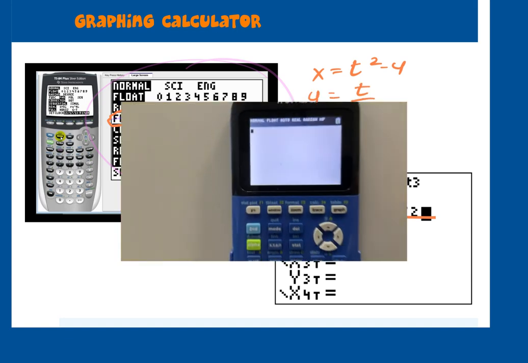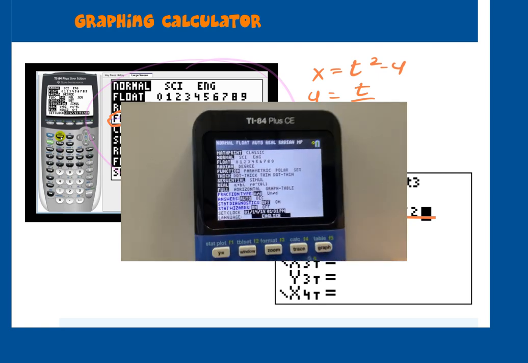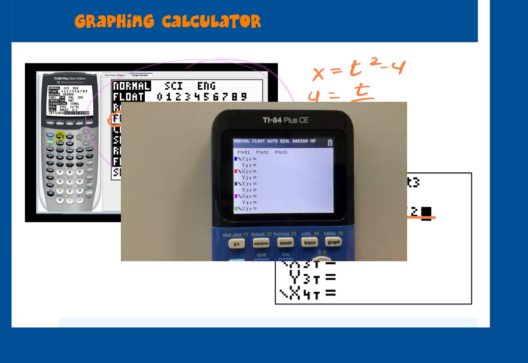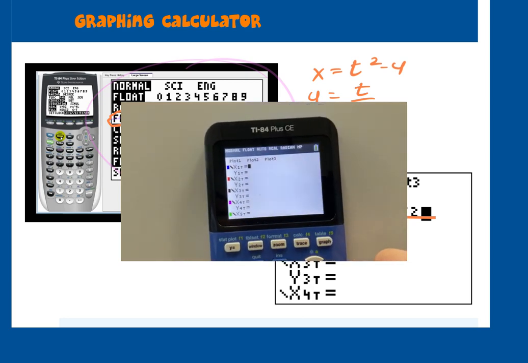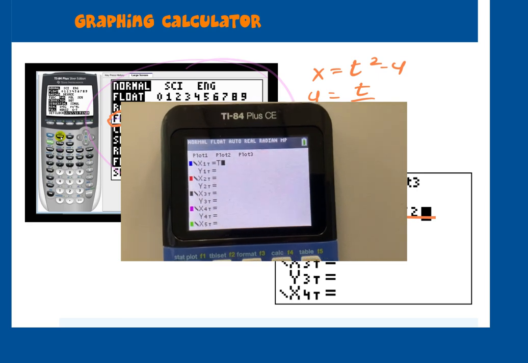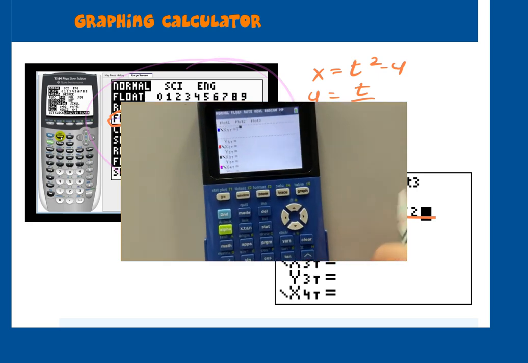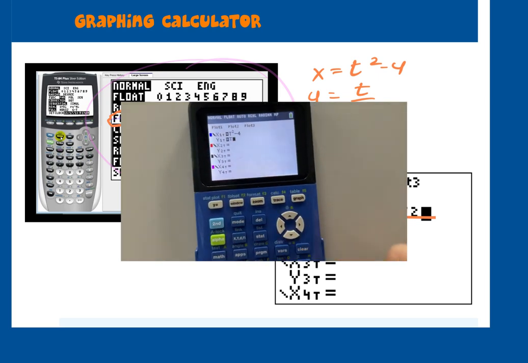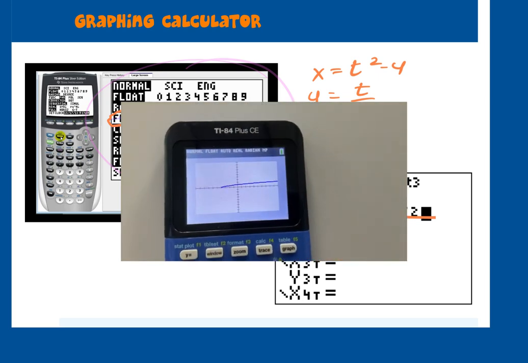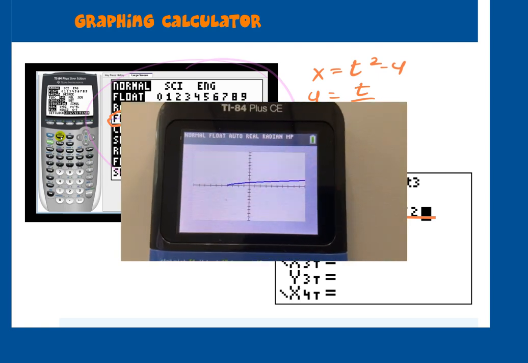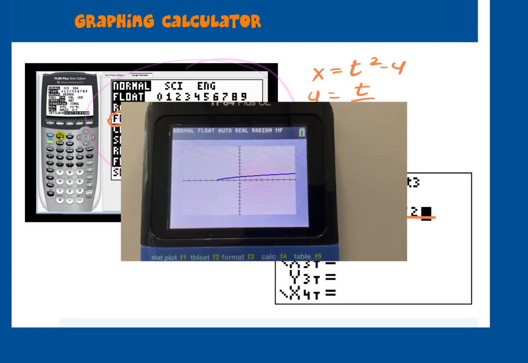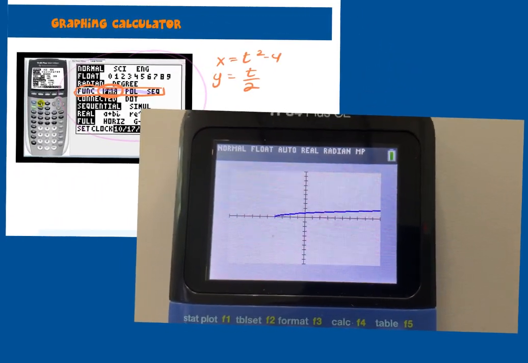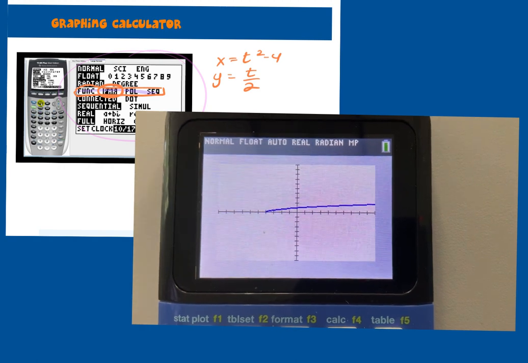All right, so first of all, I'm going to go to mode. I'm going to change it from function to parametric. Then I'm going to go to y equals, and I'm going to type in what I just did. When you hit the variable button now, it does t, because you're in parametric, so it knows to do it. T squared minus 4, and then t divided by 2. And now when you graph it, it looks like this. So think about why it's not matching exactly to what we typed in the last time. What did we do with our t values? How did we know what to put in?